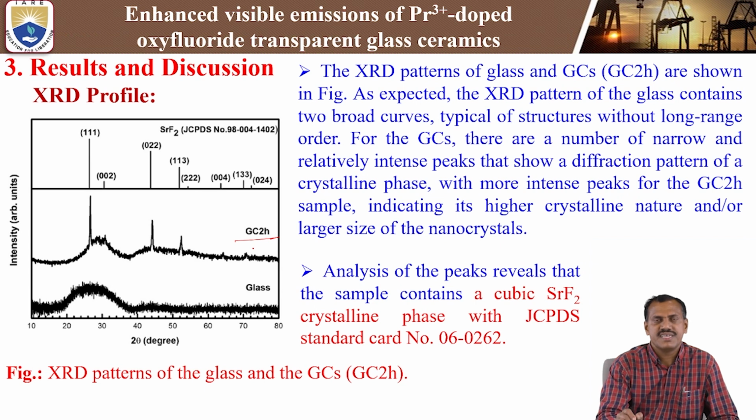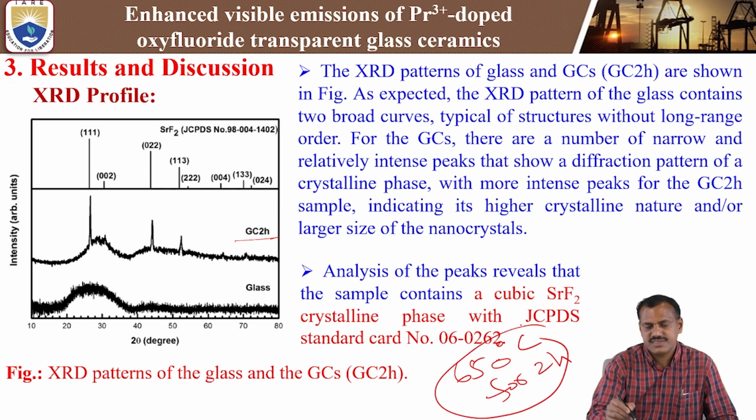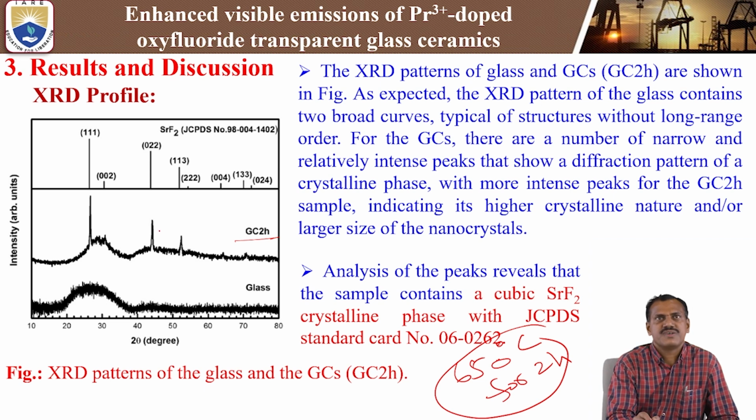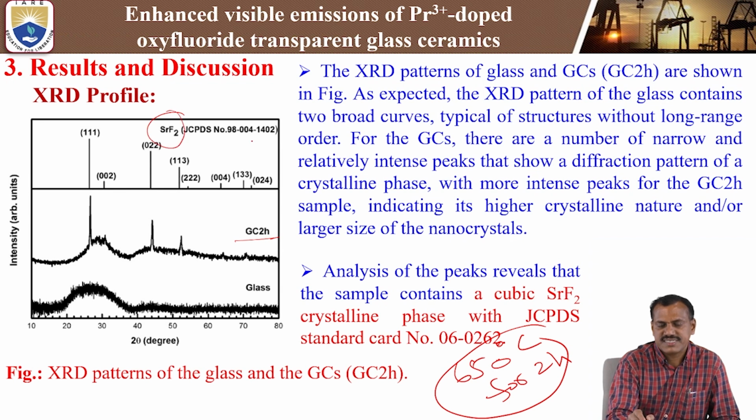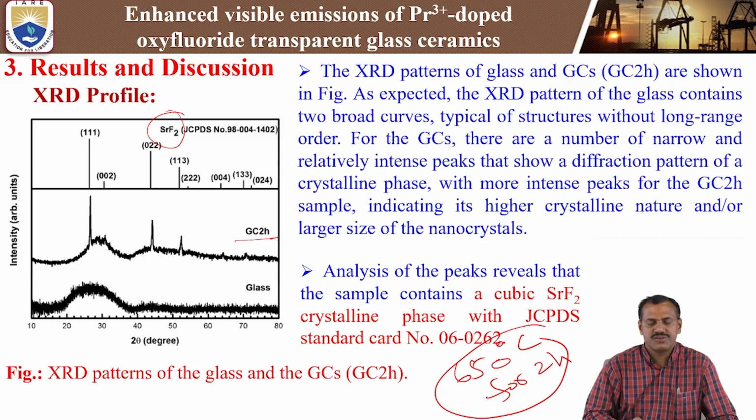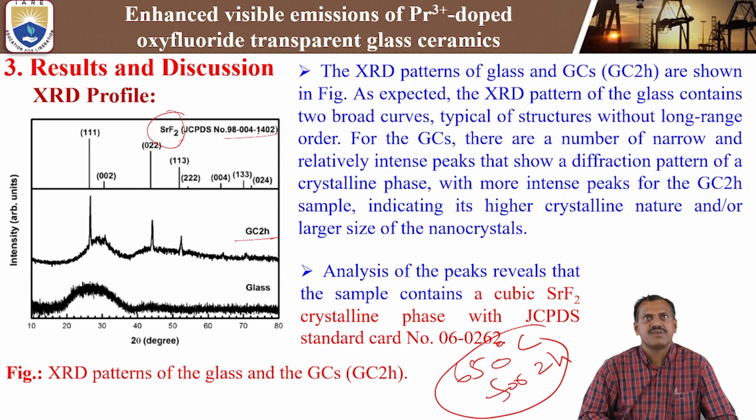Next, after giving the heat treatment at 650 degrees centigrade for 2 hours, in this case we prepared the glass ceramic GC 2 hours. Here we are observing 3 sharp peaks. These sharp peaks mainly matched with the strontium fluoride nanocrystal, with JCPDS number 98-004-1402. This is a JCPDS code number. That code matches well with the strontium fluoride nanocrystal.